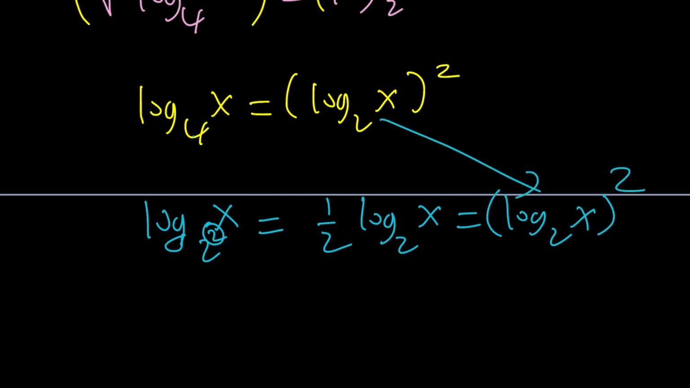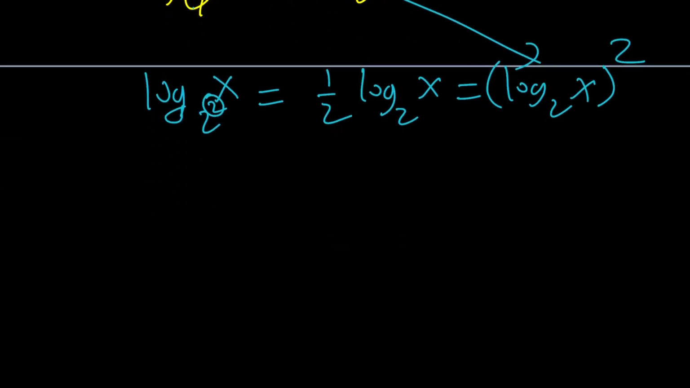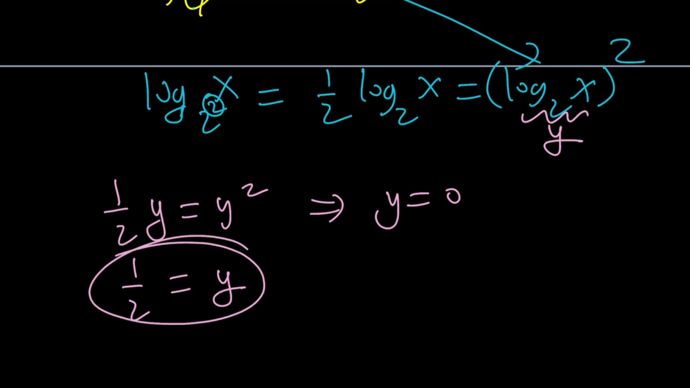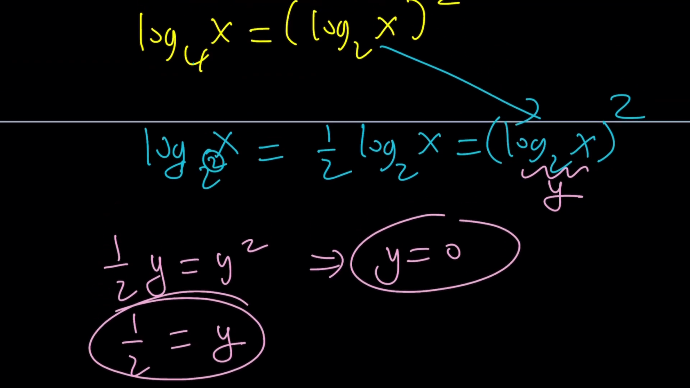Okay, so far so good. I hope I didn't lose you. Now we're going to use substitution because substitution is awesome, isn't it? Don't you think? If this is y, and don't ask why, we get 1/2 of y equals y squared. And then from here, we can safely say that, hey, y equals 0 definitely works. Divide both sides by y. If y does not equal 0, y will be 1/2. So there are 2 solutions. And what does that imply? Y is log 2x.